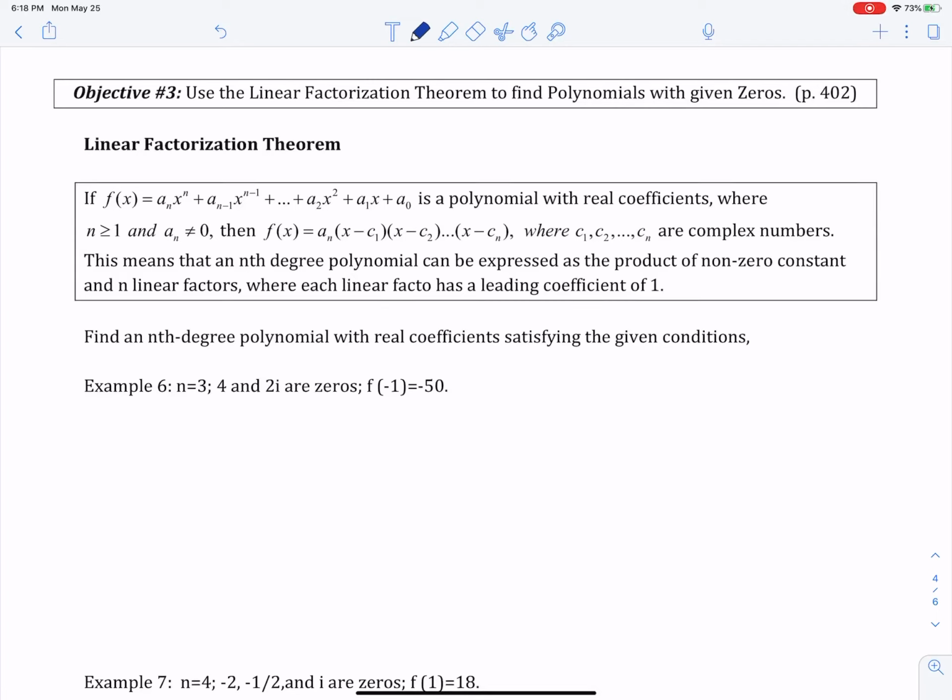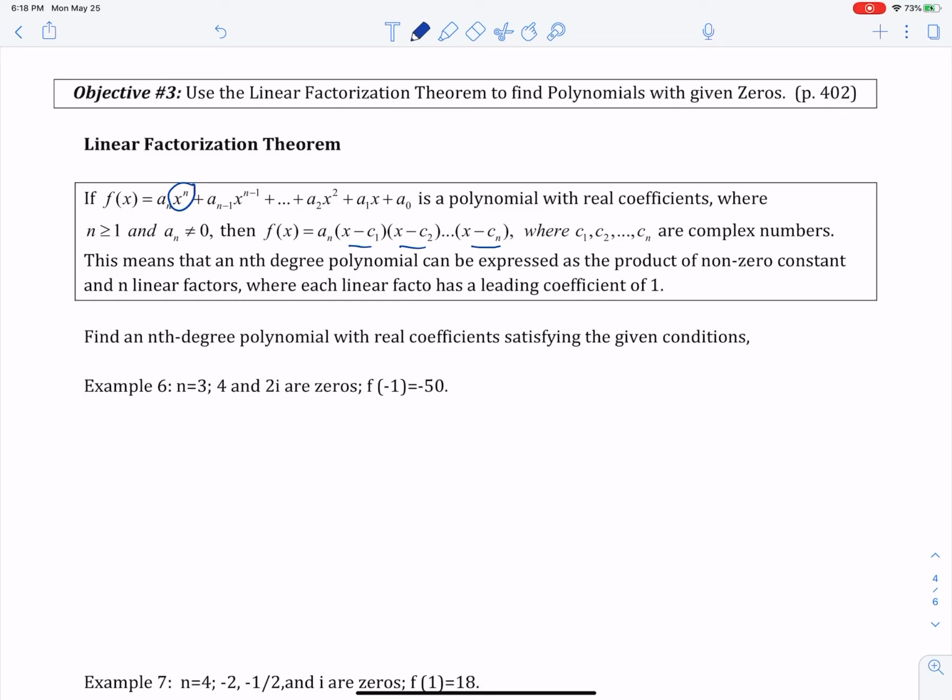Objective 3, using the linear factorization theorem to find polynomials with given zeros. Linear factorization theorem: if a polynomial of standard form is a polynomial with real coefficients where n is greater than 1 and a sub n is not 0, then the polynomial can be factored and has a maximum of n zeros, 1 up to n zeros, because x is powered by n.